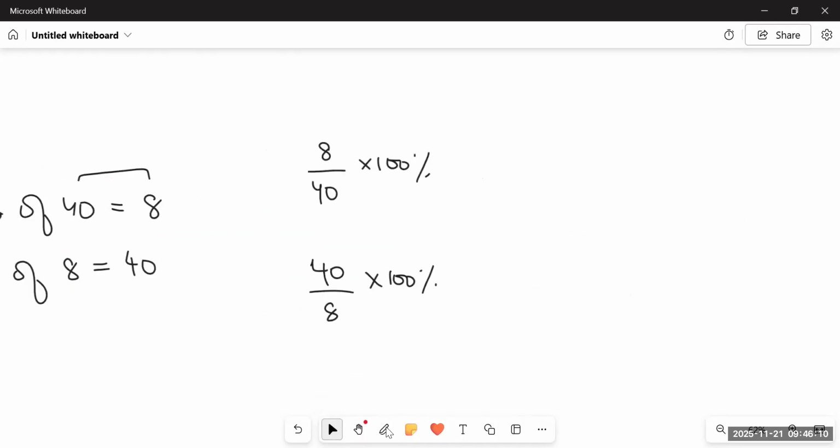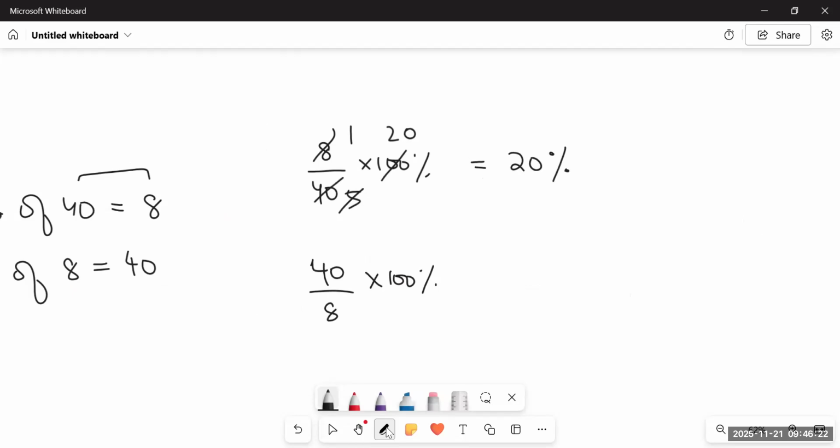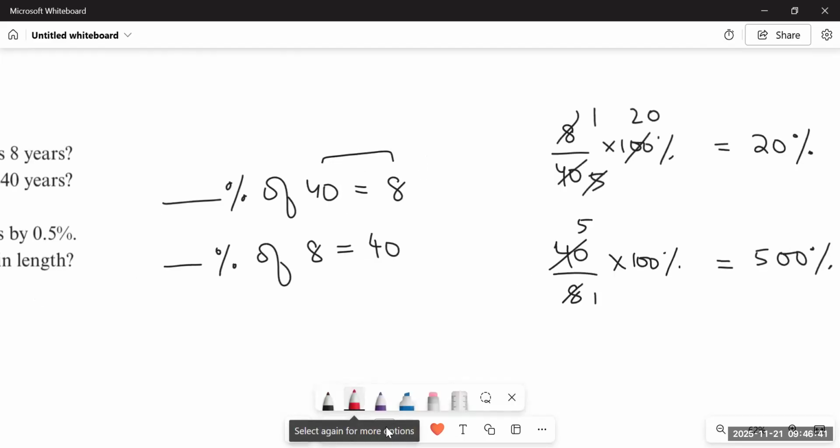So in the first one, we will get 8 ones are 8, 8 fives are 40, and then 5 ones are 5, 5 into 20. So that's 20%. So we can say that 20% of 40 equals 8. And for the second one, 8 ones are 8, 8 fives are 40. Now we will multiply 5 with 100 and we will get 500. So we can say that 20% of 40 is 8.